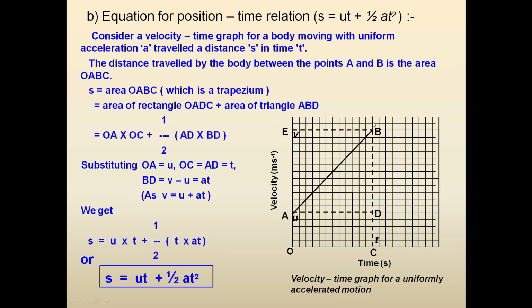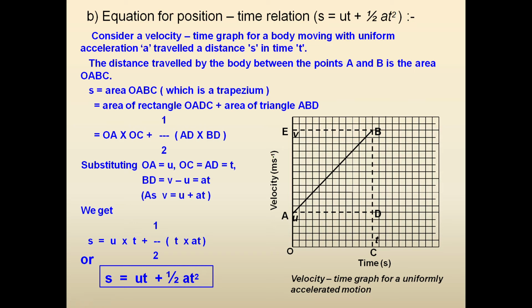So between the points A and B, how much distance has it covered? s. And how to calculate it? We will find it with the help of the area under the graph. Now the area under the graph is the area of a trapezium. That trapezium is OABC. So that is the trapezium. If we find its area, then we are able to find the distance covered.